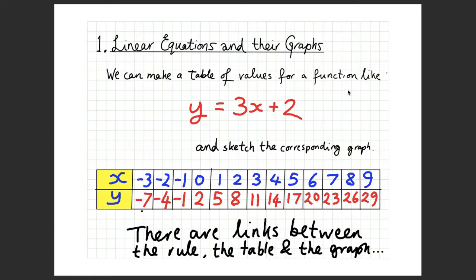We can make a table of values for a function like y equals 3x plus 2 and sketch the corresponding graph. So we made a table of values from x, so 0, 1, 2, 3, 4, 5, 6, 7, 8, 9, and then some negative values too. So for example, for x equal to 4, we put it into this equation to find out y. So when x is 4, y is 3 times 4 plus 2, which is 14. So we did that for all of those, and we found links between the rule, the table, and the graph.